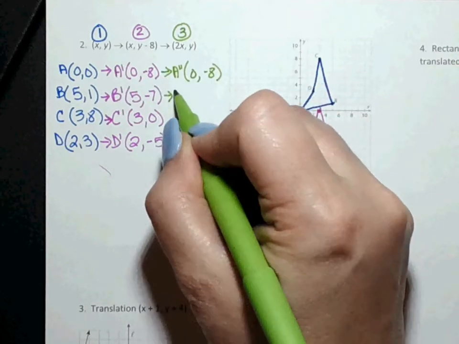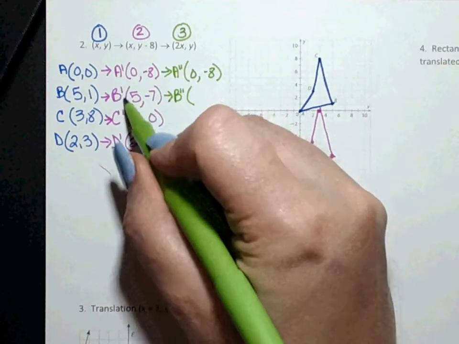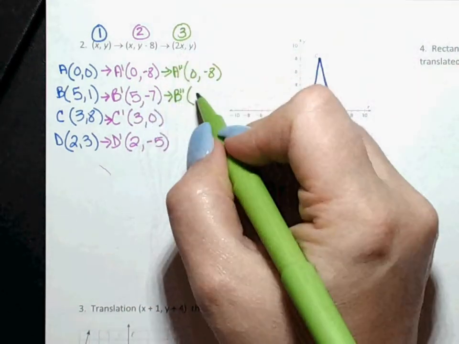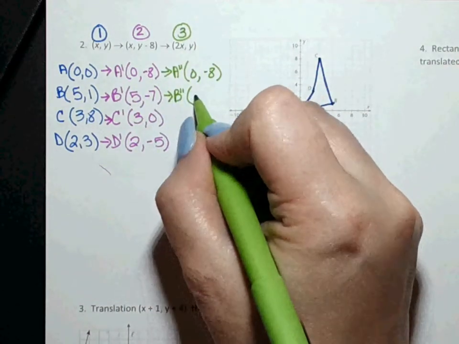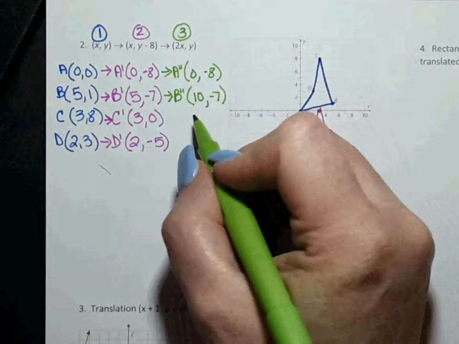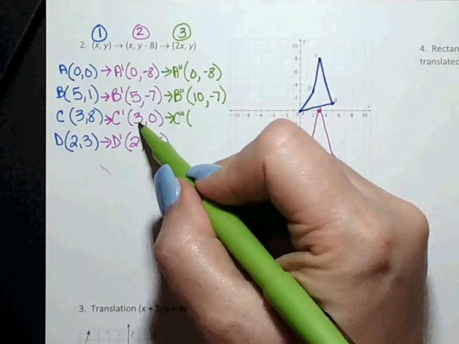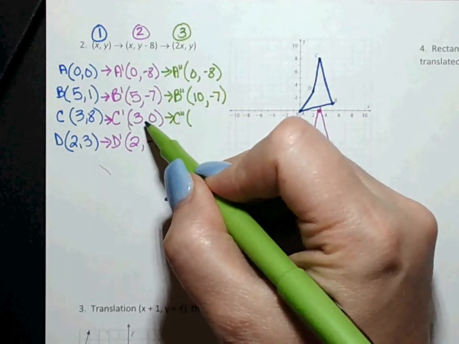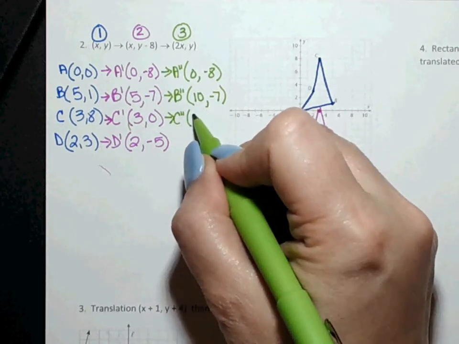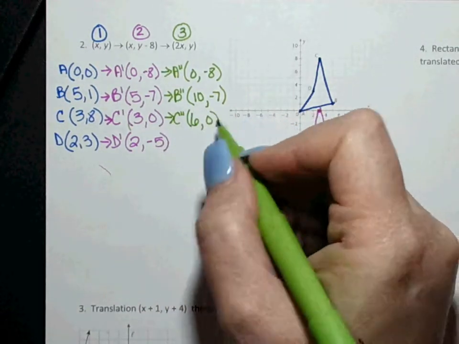All right, so B double prime. This is going to be multiplied by 2 because it tells us we need to multiply it by 2. So 5 times 2 is 10. The y value stays the same, so we get 10, negative 7. For C double prime, we have got to multiply that x value right there of 3 by 2. So 3 times 2 is 6, and the y is going to stay the same. So we get 6, 0.